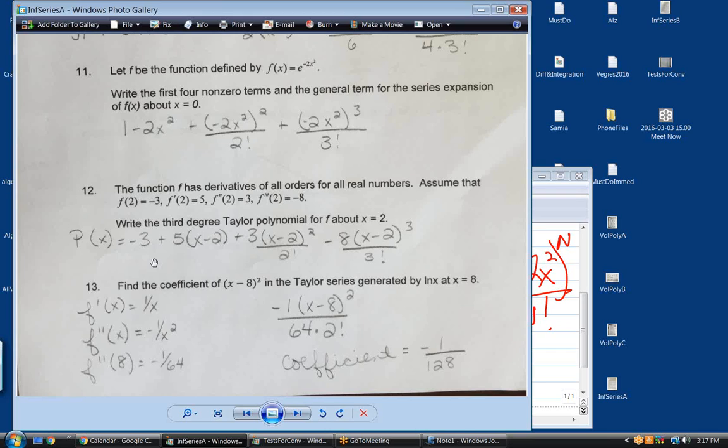Taylor polynomial, very straightforward. In other words, this very first term is f of a when a is 2. And that's minus 3. So that's where this minus 3 comes from. The rest of it is... And a third degree Taylor polynomial does mean you go out until that first exponent is 3, and the factorial is that same 3.